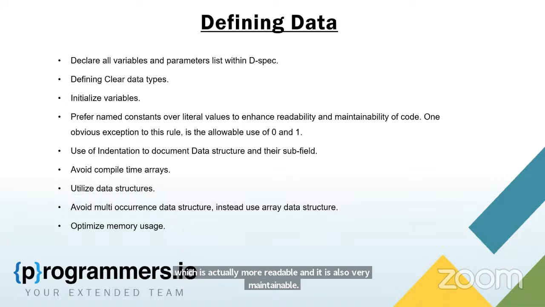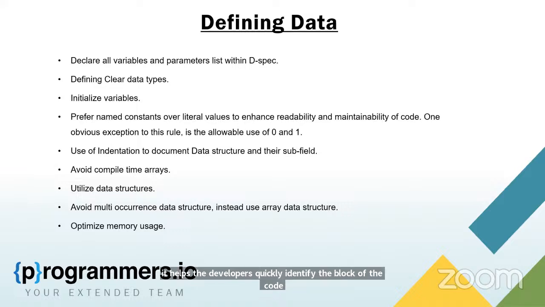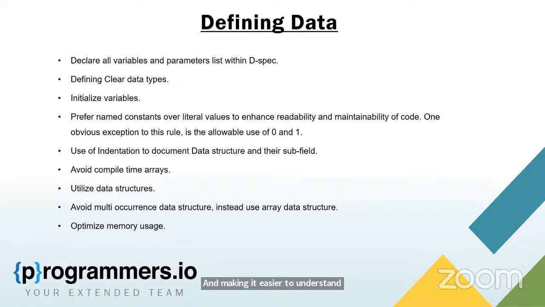Then comes indentation. It's essential not just for data structures and their subfields or procedures, but also for loops and conditional statements. Consistent indentation enhances the readability of the code, clearly displaying the logical flow and hierarchy of the program. It helps developers quickly identify blocks of code and makes it easier to understand the relationship between different sections. By applying proper indentation throughout all elements of our program, including loops, conditional statements and data structures, we promote better organization and maintainability, which ultimately leads to fewer errors and a smoother development process.